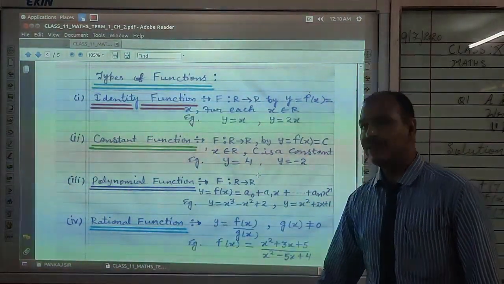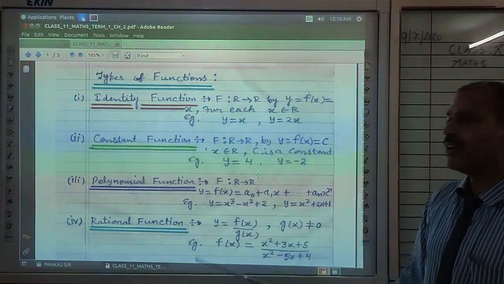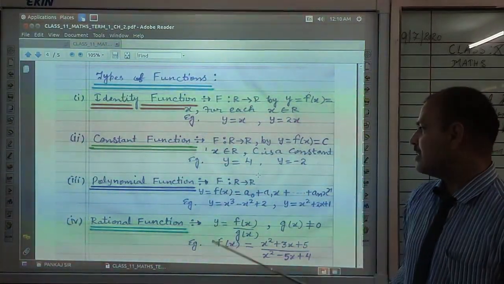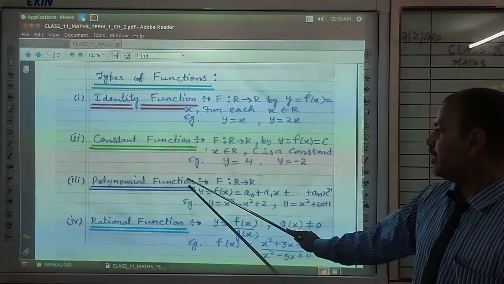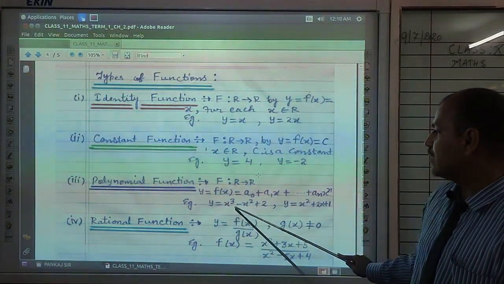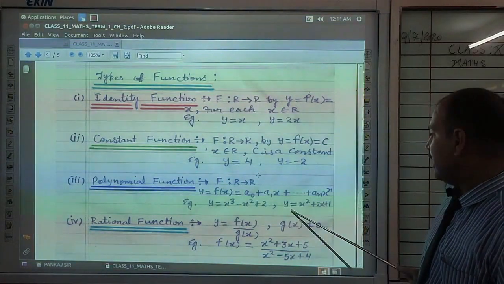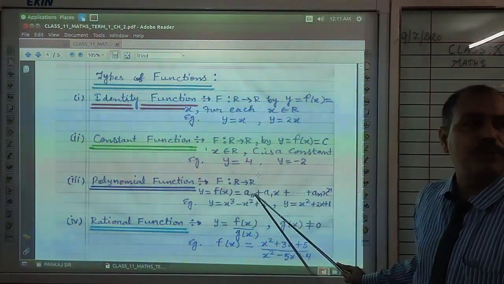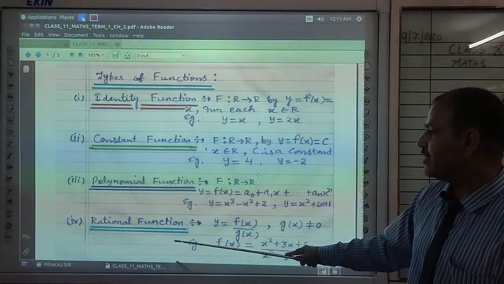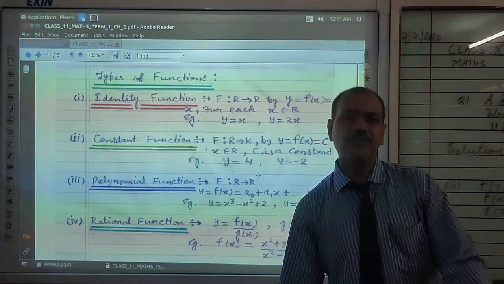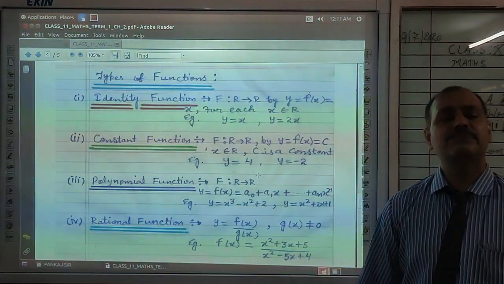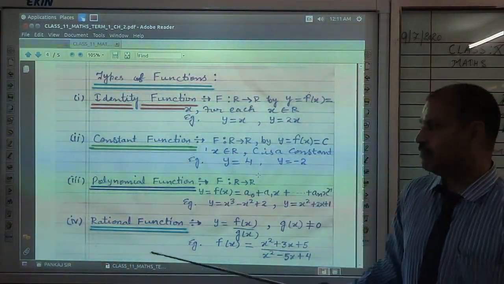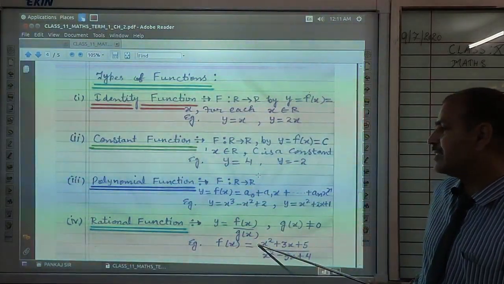Third one is the polynomial function. f: R to R. We all know the polynomial we have studied in the previous class. Examples of polynomial function: y is equal to x cube minus x square plus 2, and y is equal to x square plus 2x plus 1. This is the standard form of polynomial function. Now next is the rational function. We know a rational number is in p by q form. So a rational function is in f(x) by g(x) form, and this is the example.